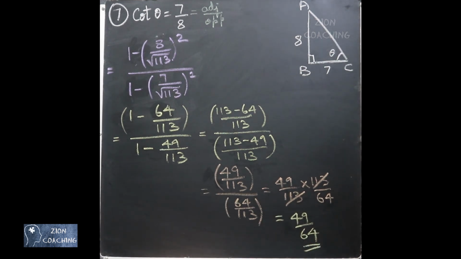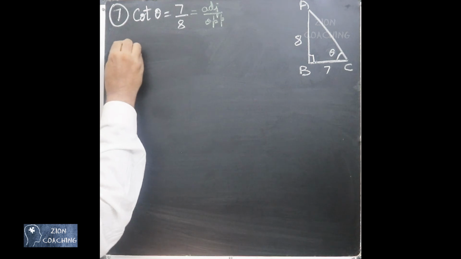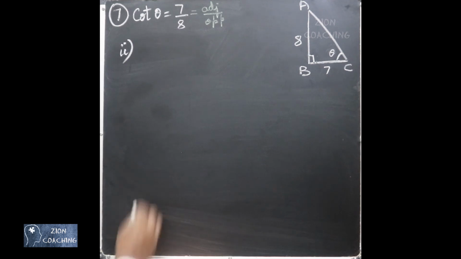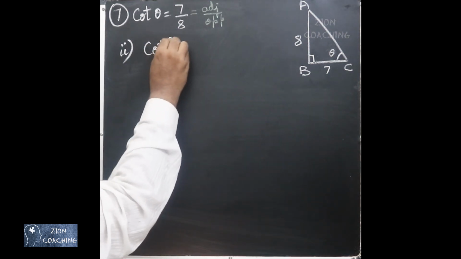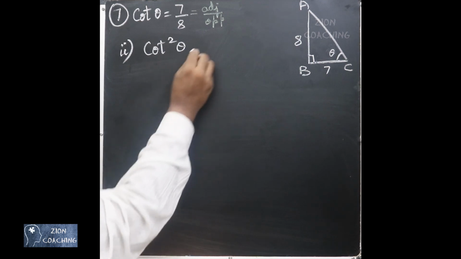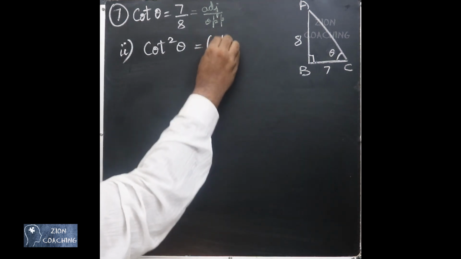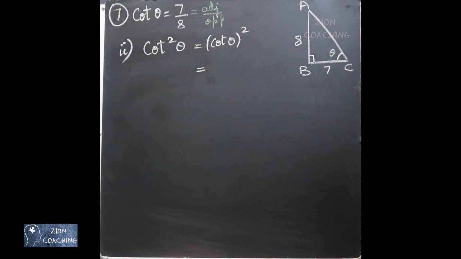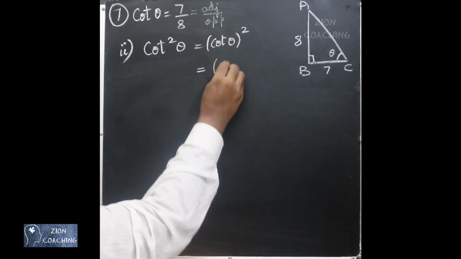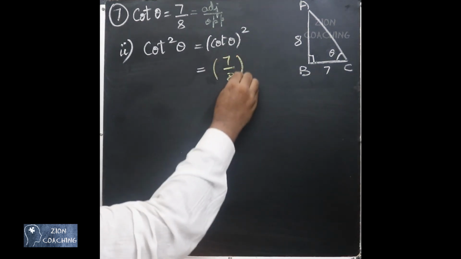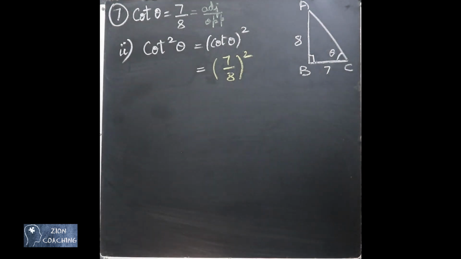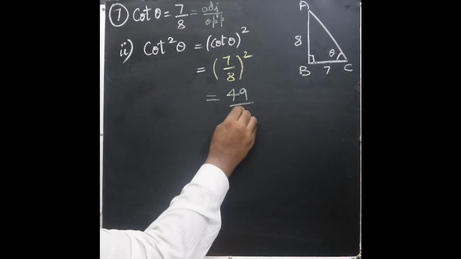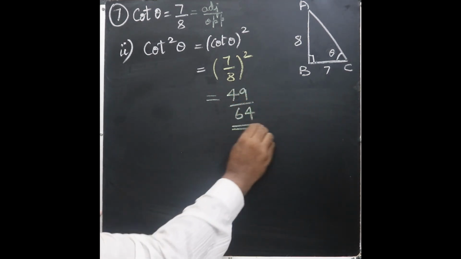This is the answer for the first subdivision. Second subdivision, they are asking us to find cot squared theta. That is nothing but cot theta the whole square. They have given cot theta is equal to 7 by 8. So we are going to have 7 by 8 the whole square. That is, our answer is going to be 7 squared is 49, 8 squared is 64. So 49 by 64 is the answer.